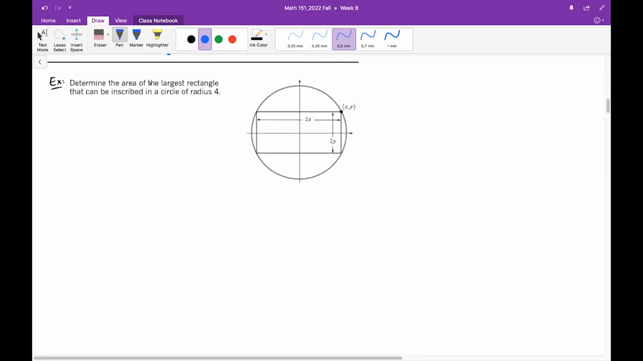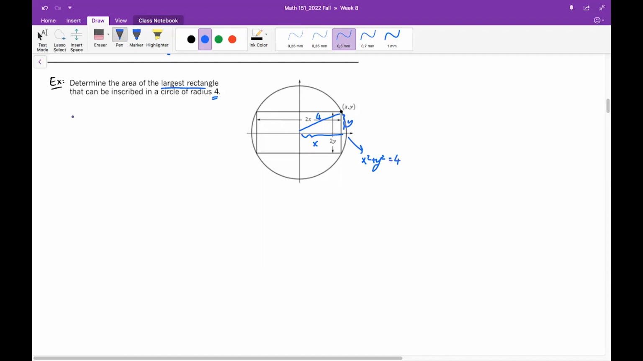Next example: determine the area of the largest rectangle that can be inscribed in a circle of radius 4. So you see, this is a fixed thing given in the question. It's useful information. So the radius of the circle is 4, and this part is already named as 2x, so I can call this x and this part y, so that x squared plus y squared is 4. Okay, what do we want to maximize here?